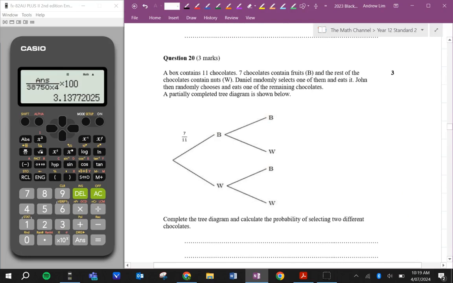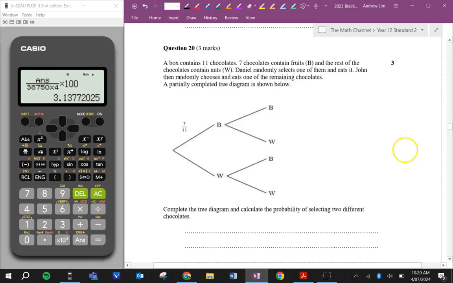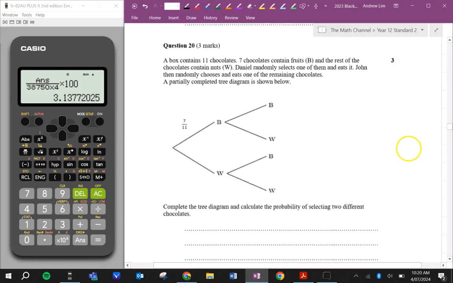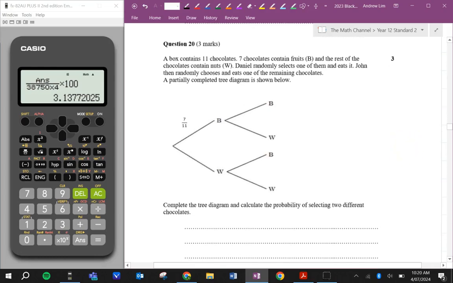A box contains 11 chocolates, 7 contain fruits, that's B, and the rest of the chocolates contain nuts, that's W. Daniel randomly selects one of them and eats it. John then randomly chooses and eats one of the remaining chocolates. A partially completed tree diagram is shown below. Complete the tree diagram and calculate the probability of selecting 2 different chocolates.